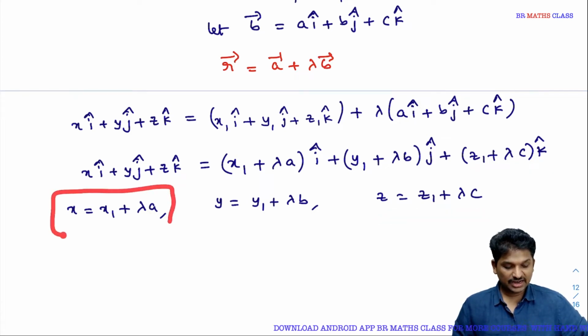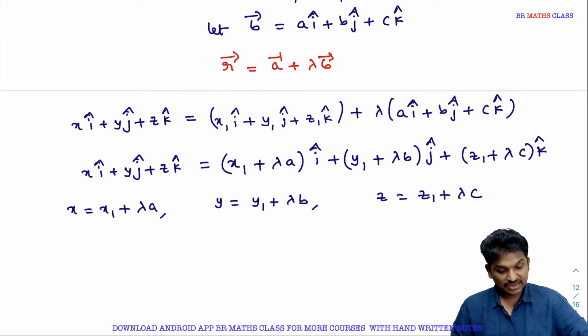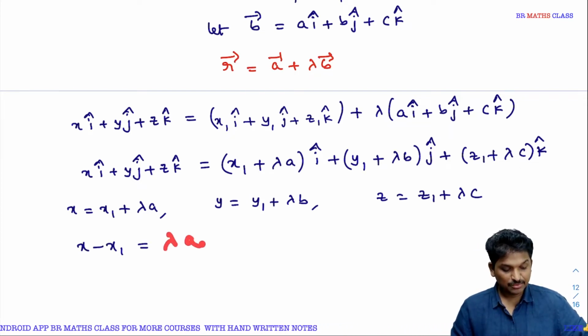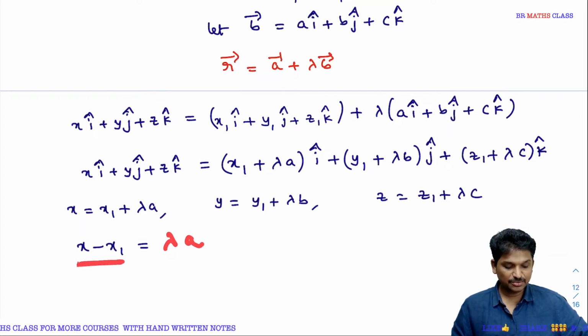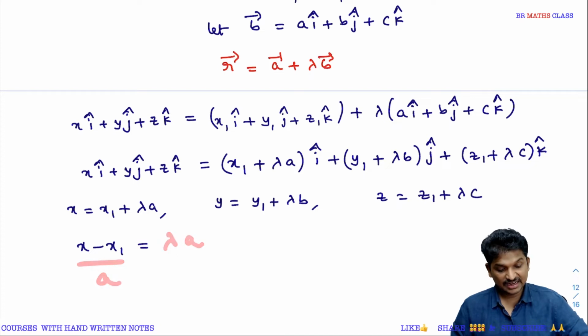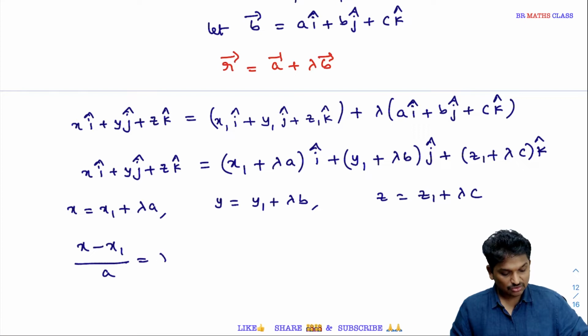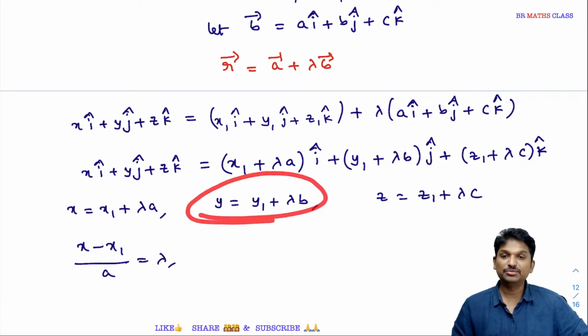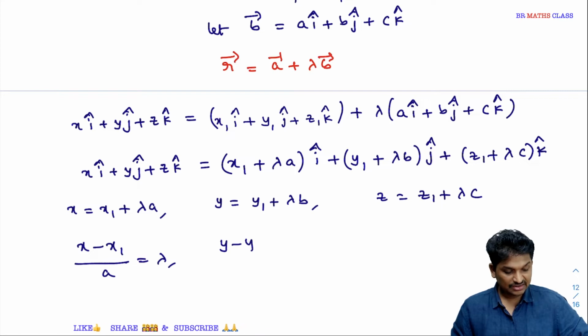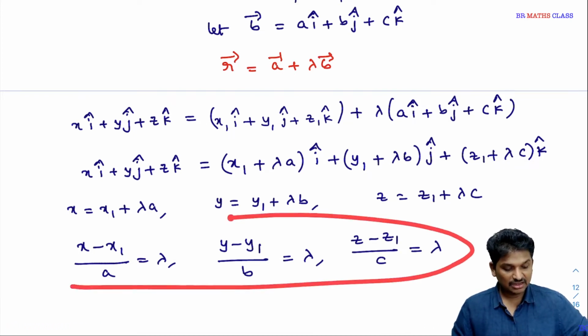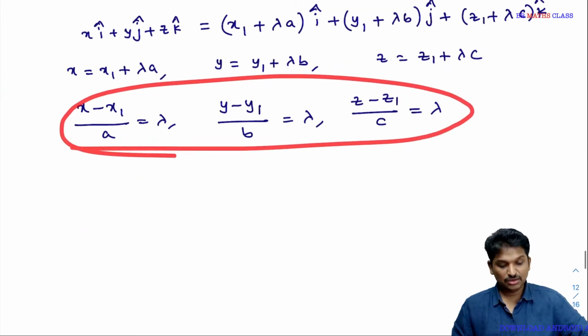Now I'll try to write lambda from this. What is lambda from this? You take x1 to this side: x minus x1 equal to lambda a. You take a to the left hand side, you will get lambda. I'll write the direct step, it's already becoming lengthy. x minus x1 divided by a equal to lambda. Similarly, y minus y1 divided by b equal to lambda. Next, z minus z1 divided by c equal to lambda. Now you equate.